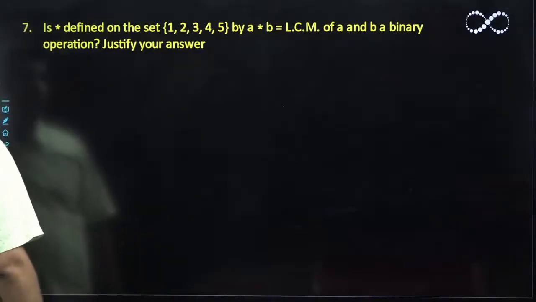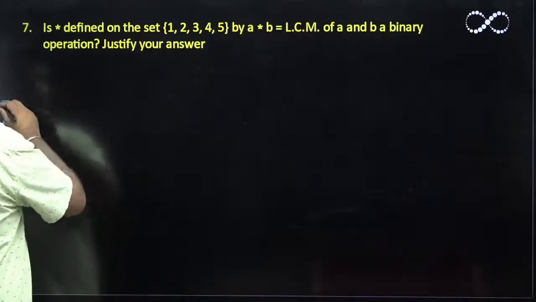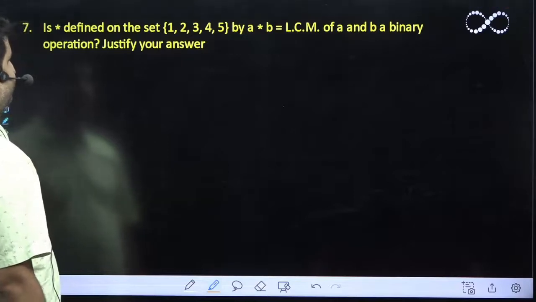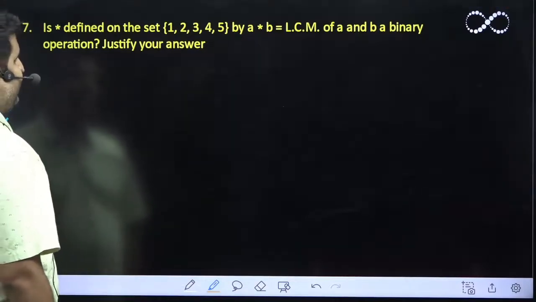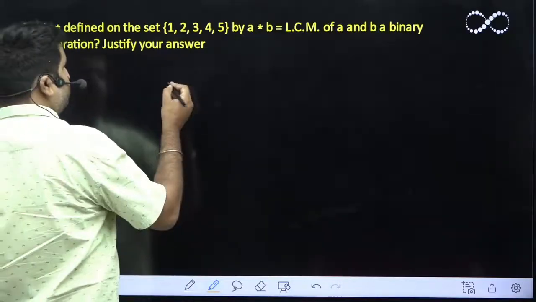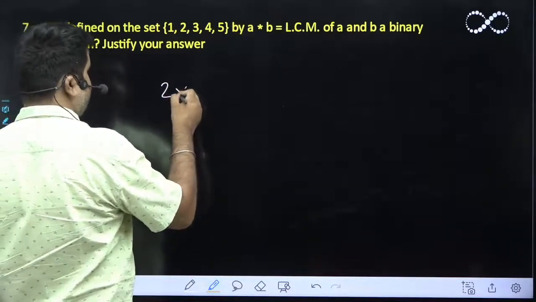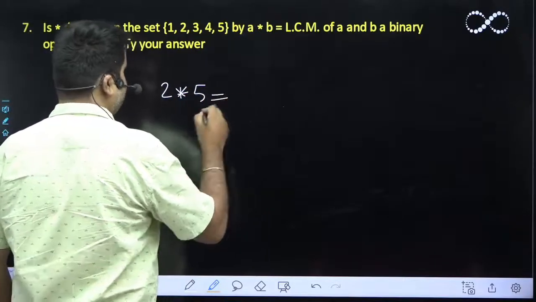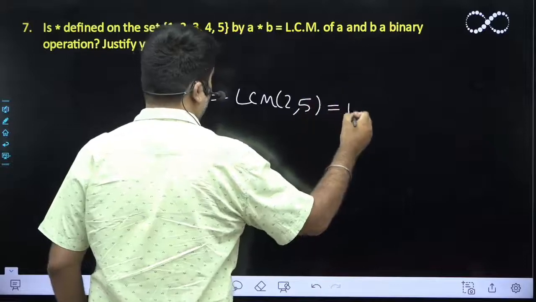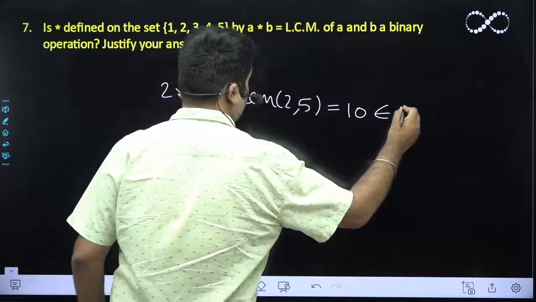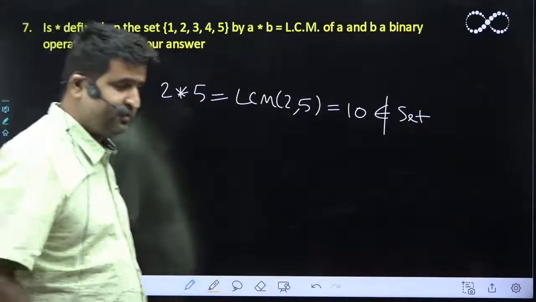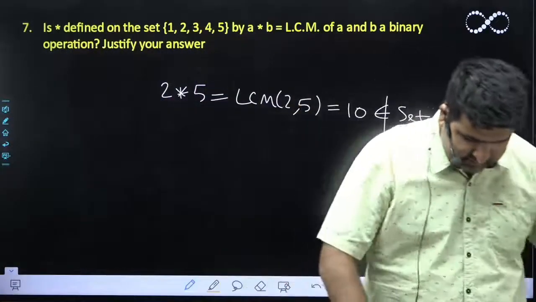Moving on to the next question. Is star defined on the set {1, 2, 3, 4, 5} by A star B is the LCM of A and B? Is this a binary operation? So we'll just take one example, 2 star 5. So what is the LCM of 2 and 5? This is equal to 10. Now this does not belong to the set. Therefore this is not a binary operation. So it's just as simple as that.